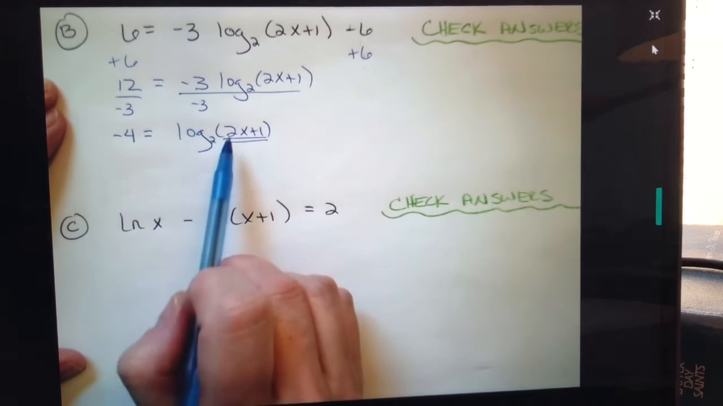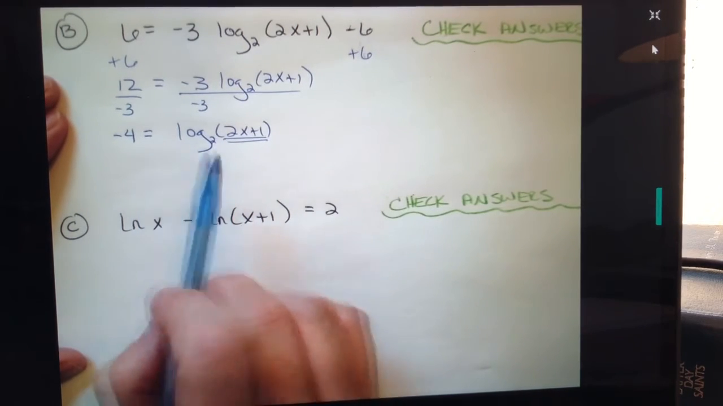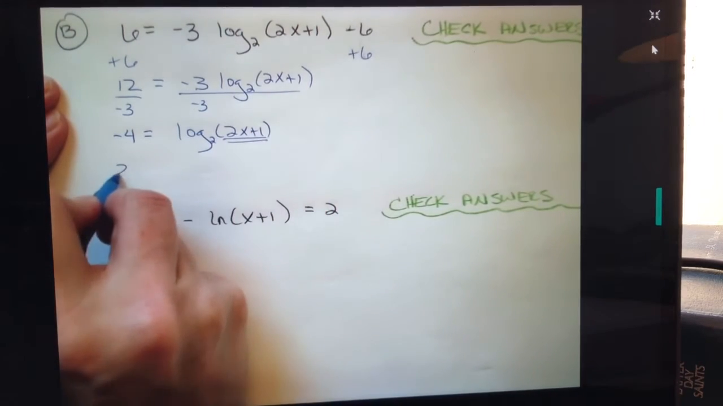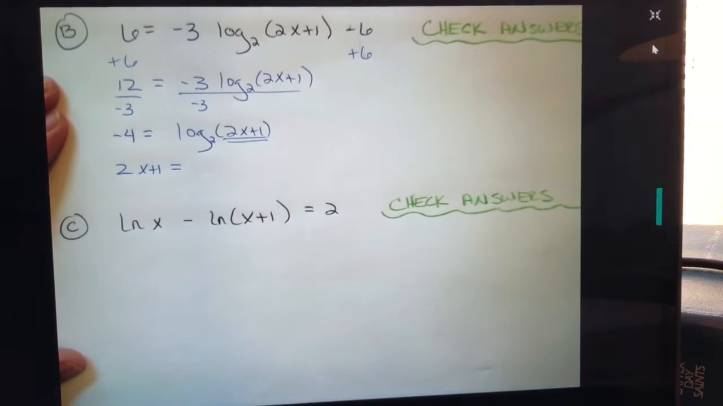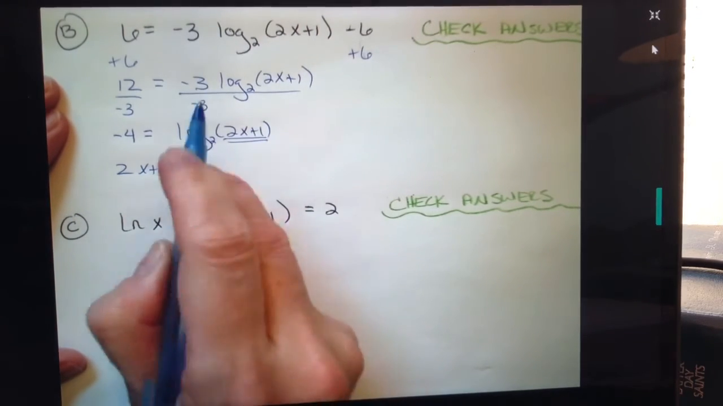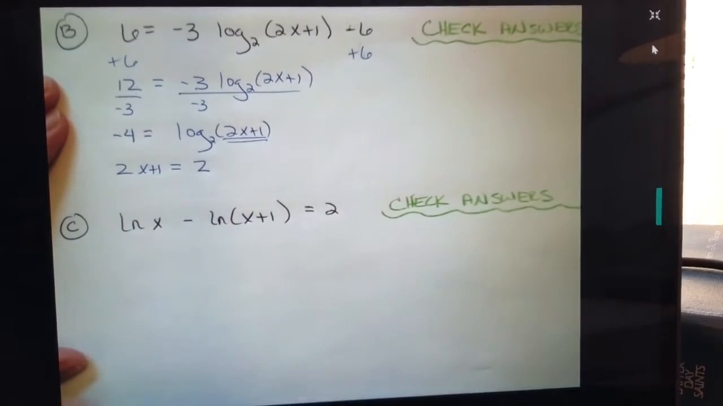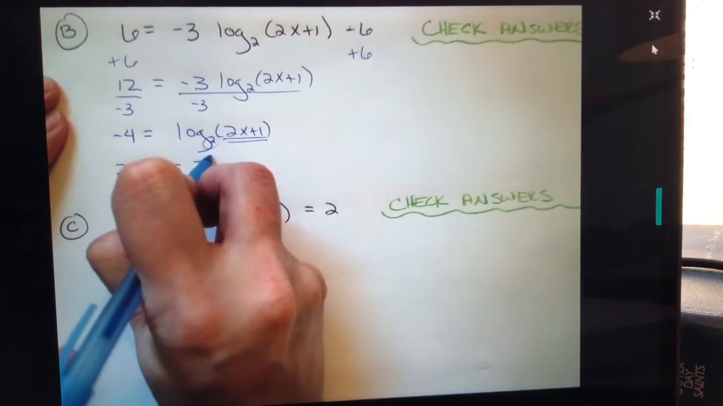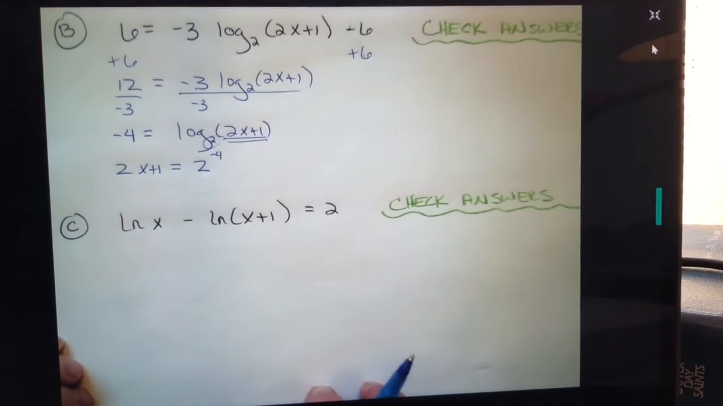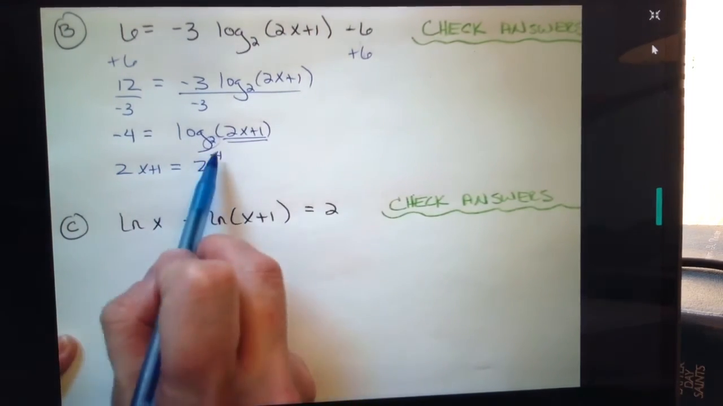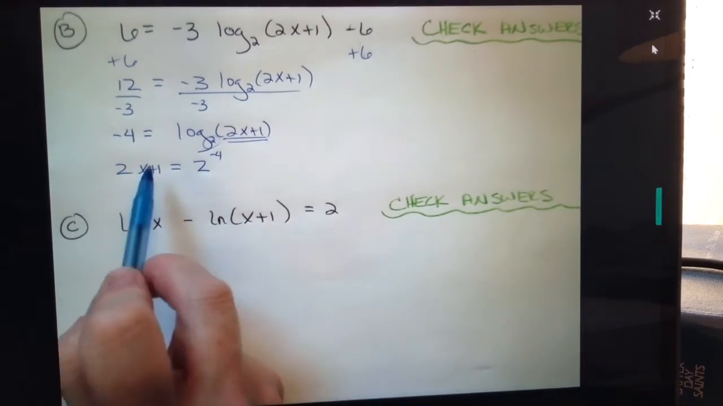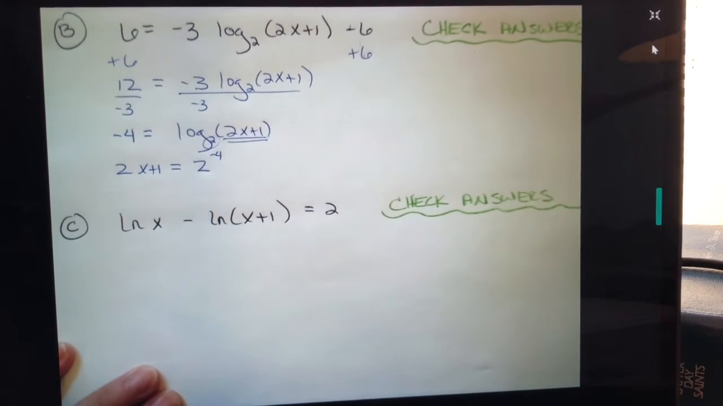Cannot use one-to-one property to do it, so I'll use the exponential equivalent instead, because that allows you to take that argument, which in this case is 2x plus 1, and set it equal to the base of the log becomes the base of the exponent, that 2 right there. And this number over here that was by itself, it now becomes the exponent in the exponential form. And so now that I've done that, I've got my x out of the log. And so now this becomes an algebraic simplification problem to try to isolate that x.